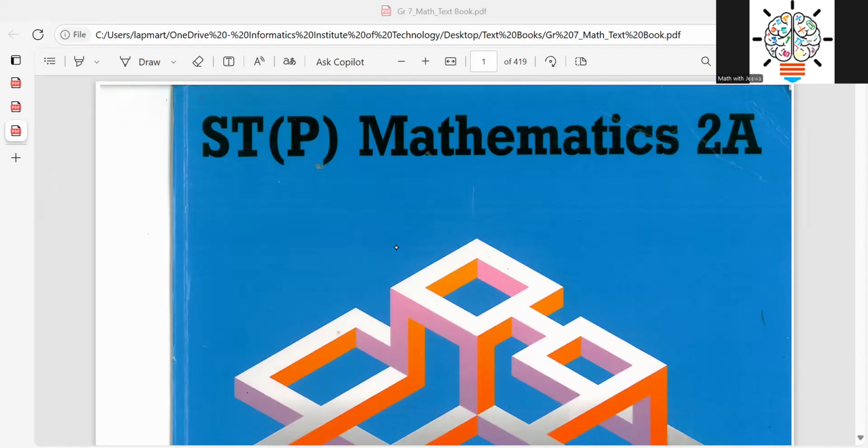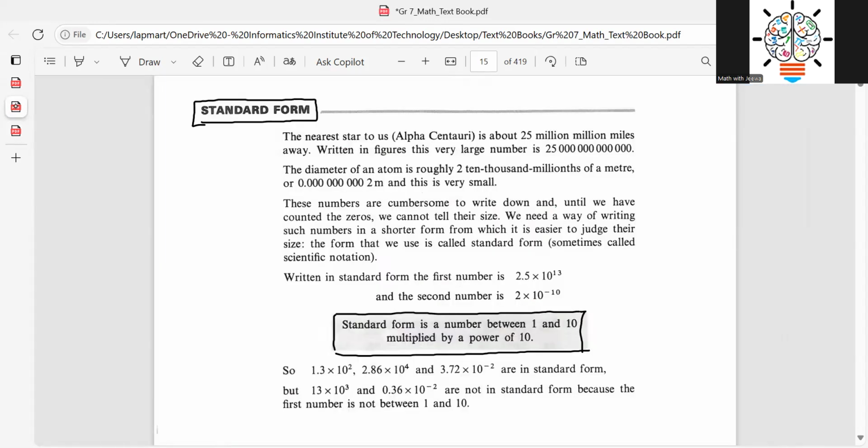Hello, grade 7 students. This is day 7 of the STP Mathematics 2A lesson series. If you can remember, yesterday we completed the indices part, and today we are moving to a new topic, so that is standard form.